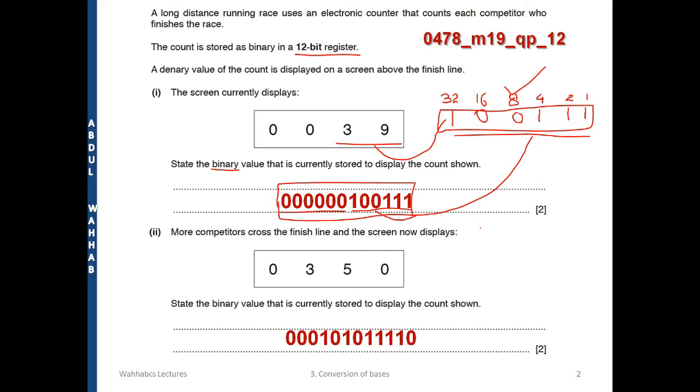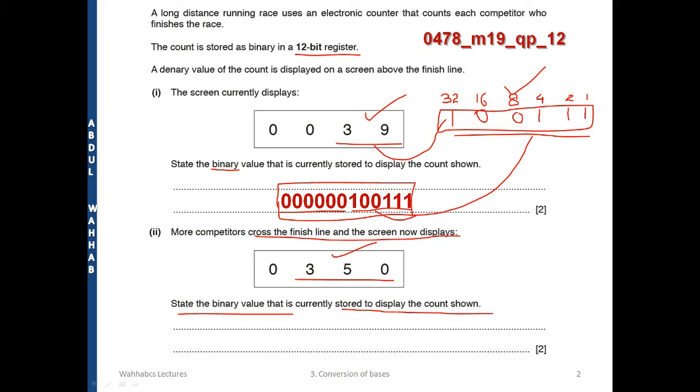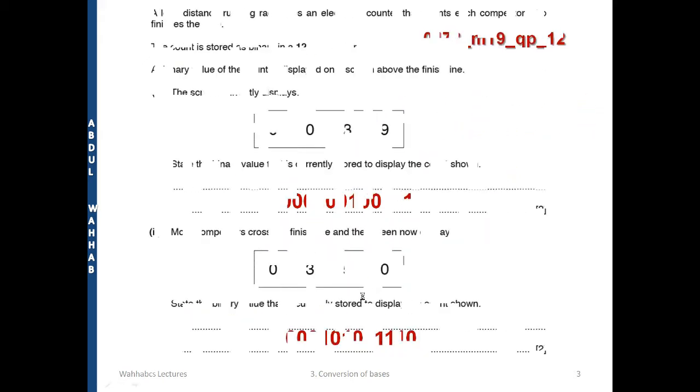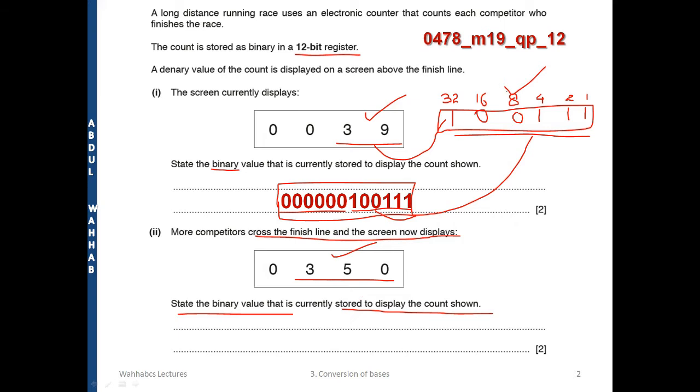Now look at the next question. It is asking, more competitors cross the finish line and the screen now displays this value. So in the beginning it was 39, now it has become 350. So how will you write it? State the binary value that is currently stored to display the count shown. Further we can see how it will become 350. The same pattern will be used as we have done here.